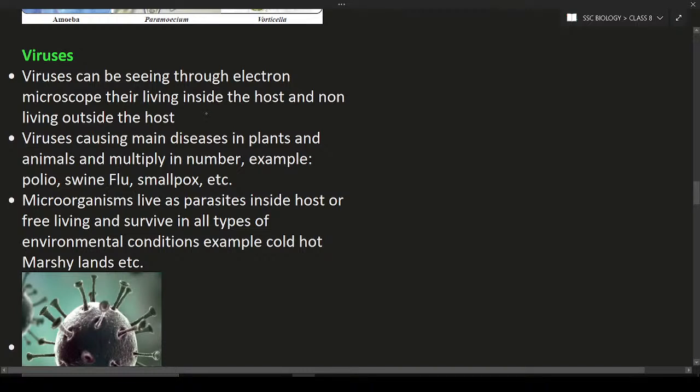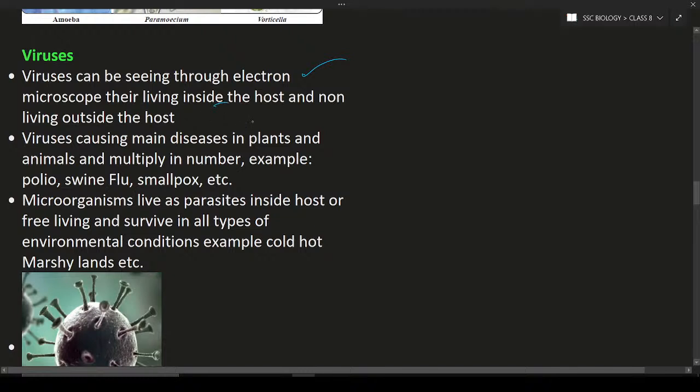So next one will be the viruses. These viruses can be seen through an electron microscope. What is an electron microscope? An electron microscope is a highly sophisticated microscope, and it is going to magnify objects many thousands of times. They are living inside the host, and these viruses are going to live inside the host.